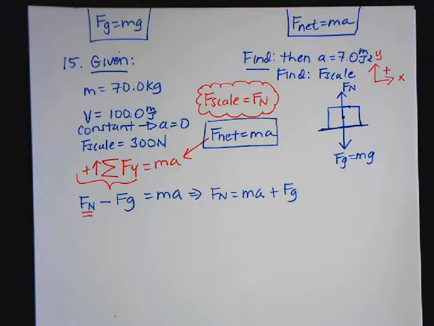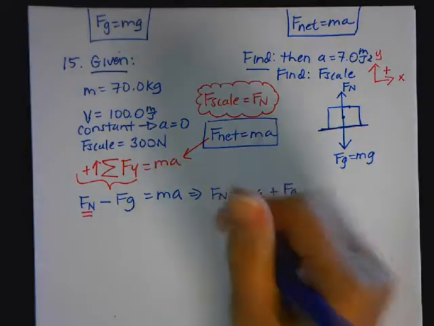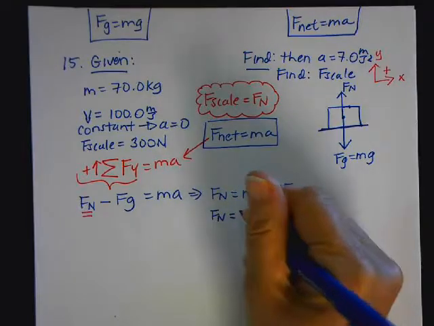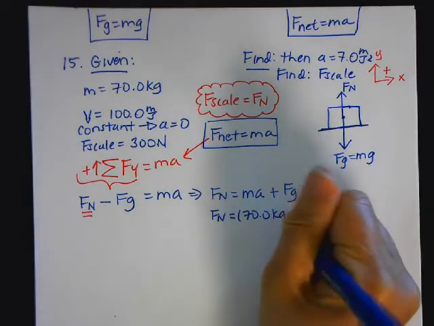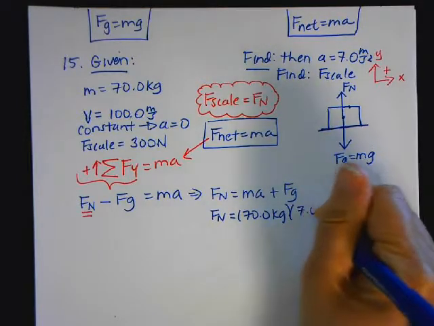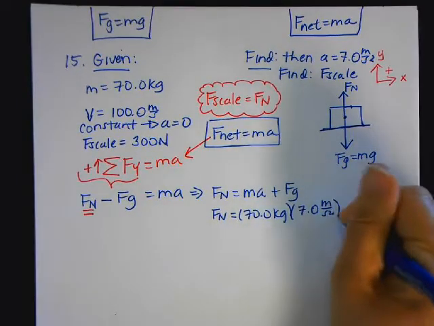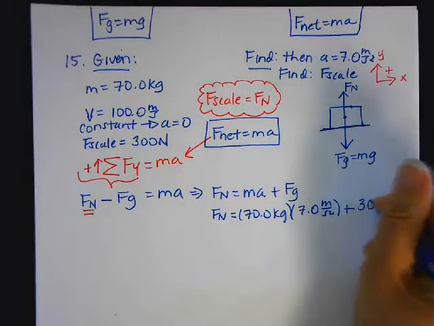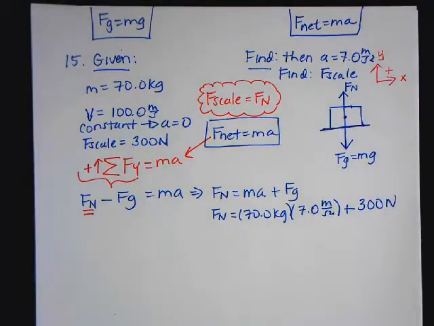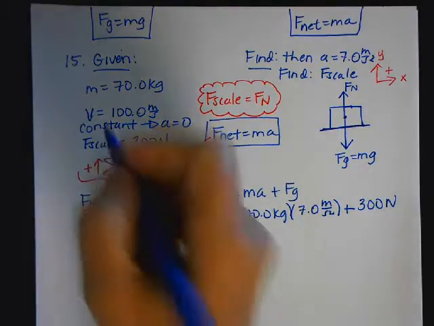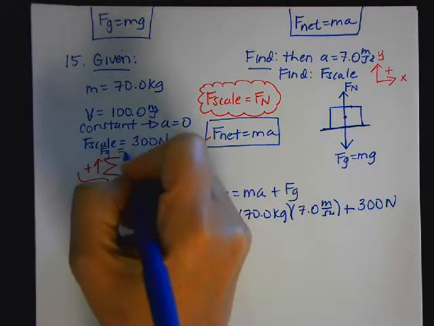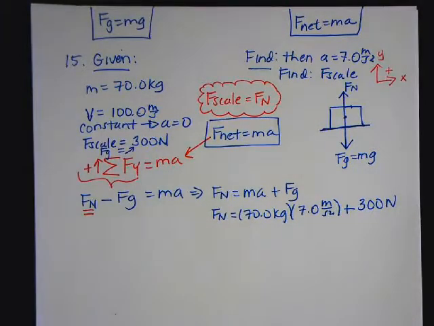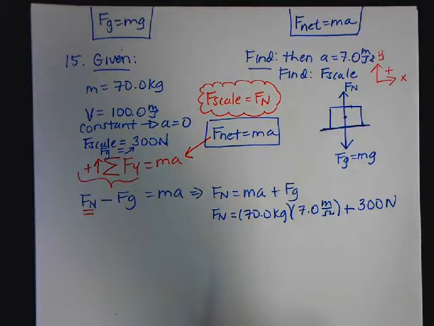Now I'm going to go ahead and substitute in my values. So I'll say F_N is equal to the mass, 70 kilograms, times the acceleration, 7 meters per second squared, plus the reading on the scale, which they already told me was his weight, so that was 300 newtons. In my given, I probably should have called this F_G because that was his weight. They said, because remember, he was moving at a constant velocity and the acceleration was 0.